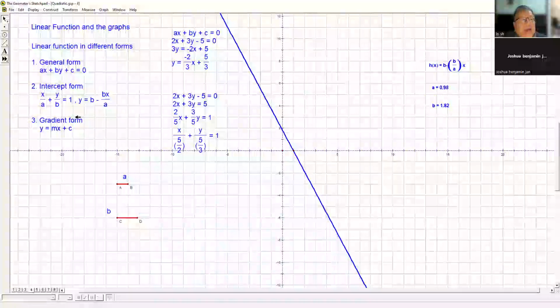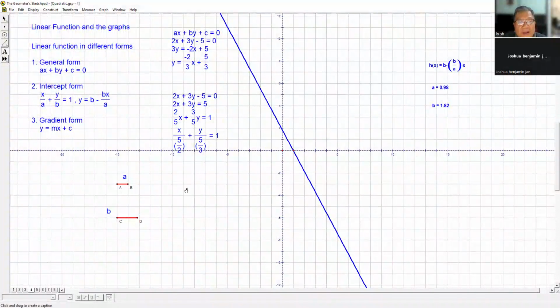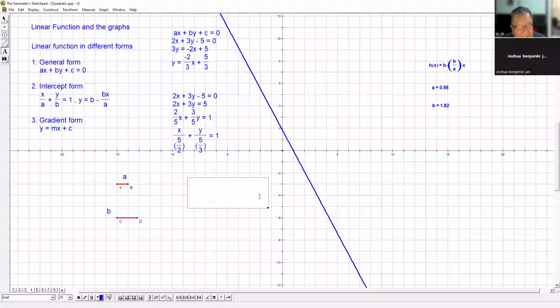Now, I type here first. So what is the meaning of A? A here is actually the x-intercept. What is the meaning of B? B in this line means the y-intercept.